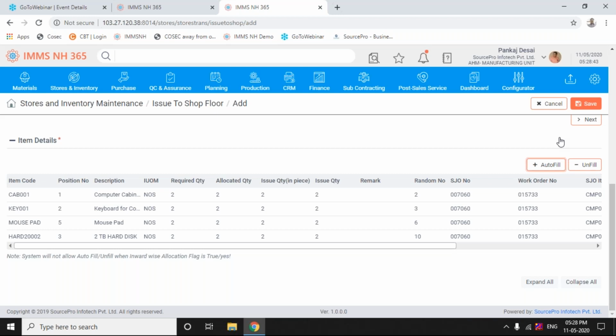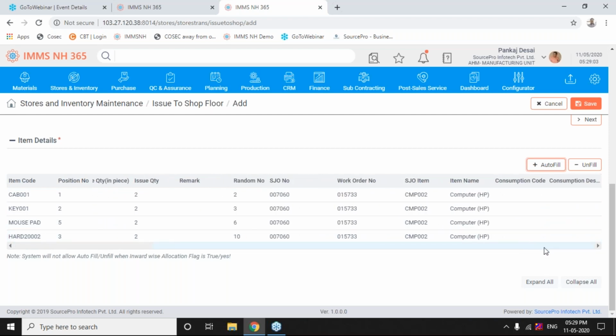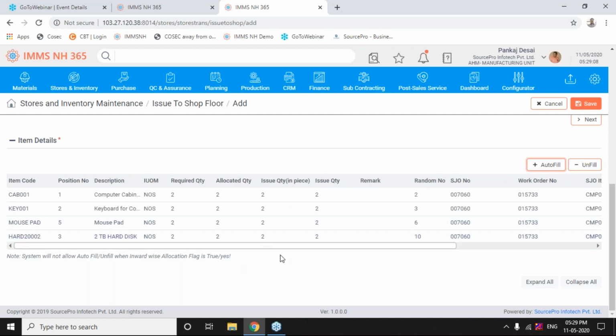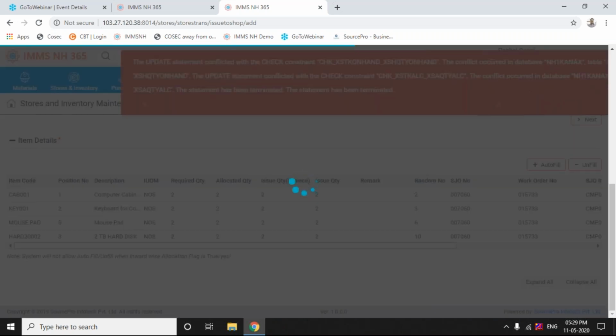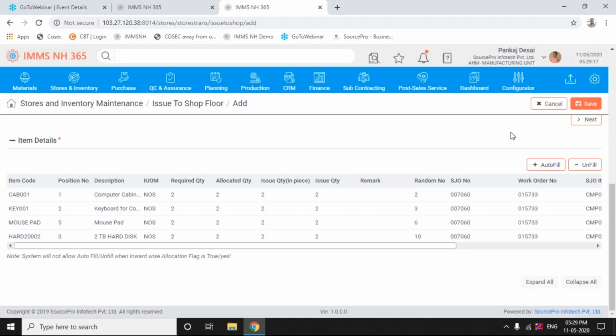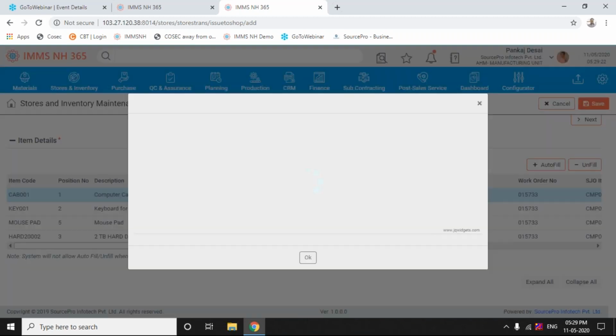But right now, for the purpose of our understanding, this is the issue slip against an SGO and a work order. So against SGO 7060, against work order 15733, these items which were there in the work order have been issued, and the issue quantity is written here, and this is what we are seeing as an issue slip on the screen. Right? So the issue will be completed and you can autofill the issues also.